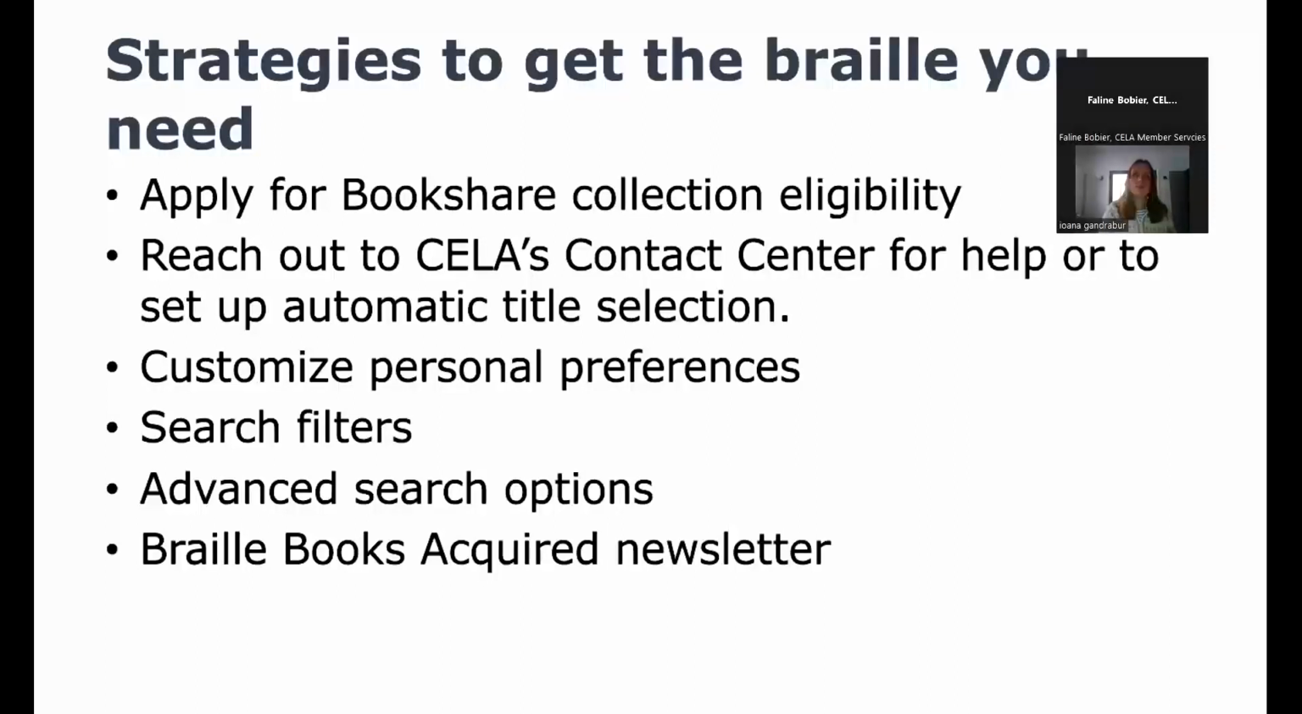Also, you can reach out to our contact center and make use of the automatic title selection profiles. So you can specify your search preferences and the type of authors you like, and you will receive automatically chosen books without having to worry about how to choose them yourself. For those who want to have more control about what they're receiving, you can customize your search preferences or apply search filters, and this is what I will demonstrate shortly. And finally, I will mention the quarterly magazine, the Braille Books Acquired.